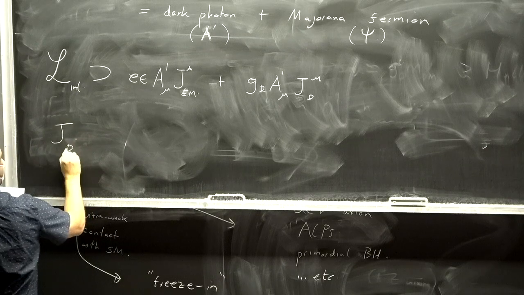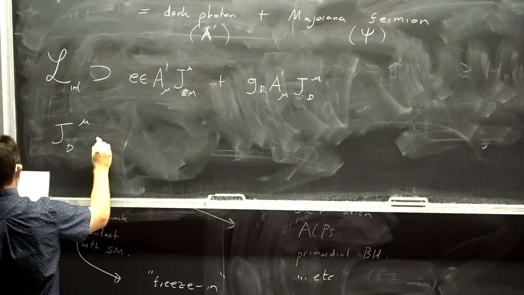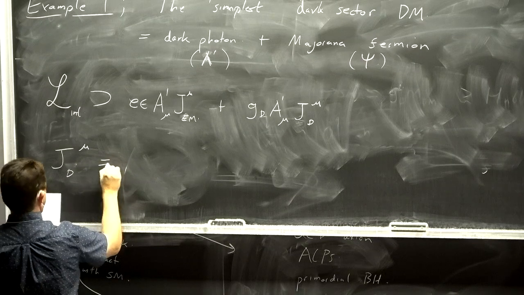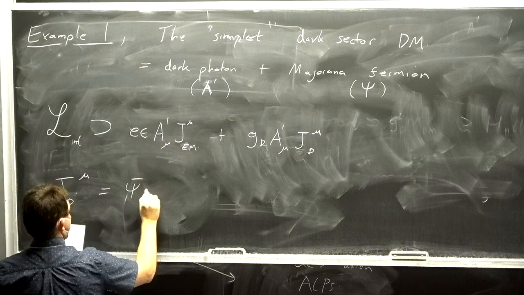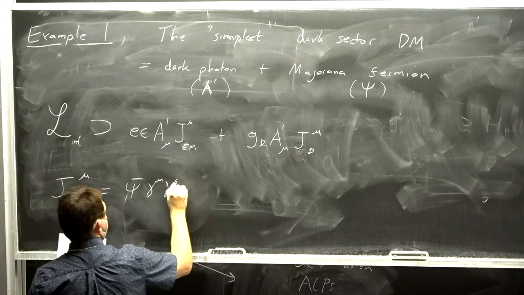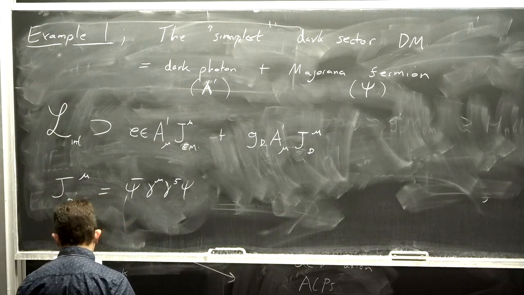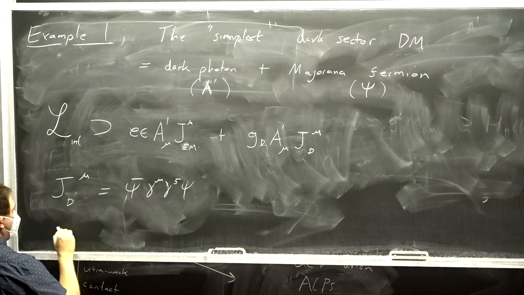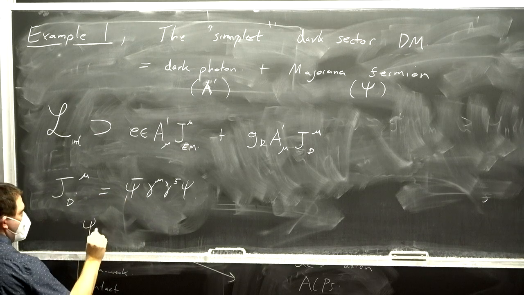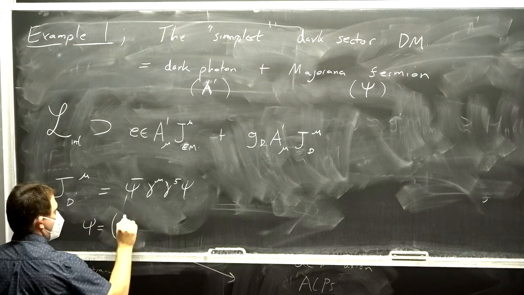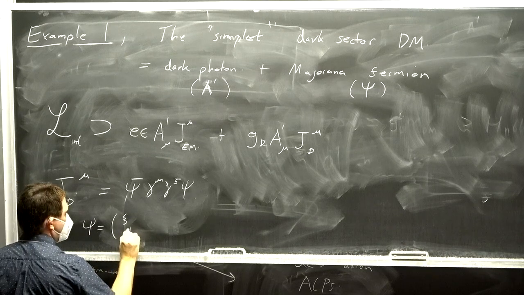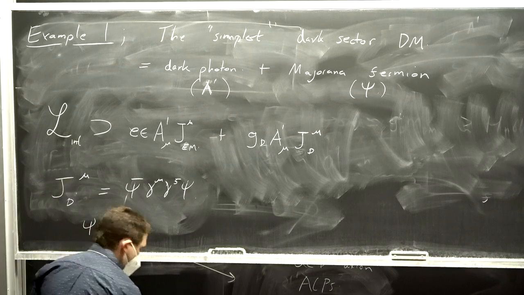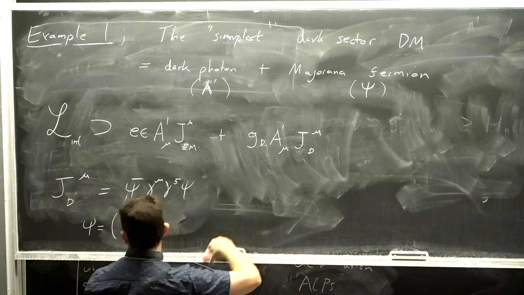So the dark current here has to be psi bar gamma mu gamma 5 psi. That is the only thing that you can write down. Now, I will emphasize that this is in 4-component notation. So if you're talking about Majorana fermions, in 4-component notation, you would take, I'm sorry, I shouldn't do this. I already called that psi.